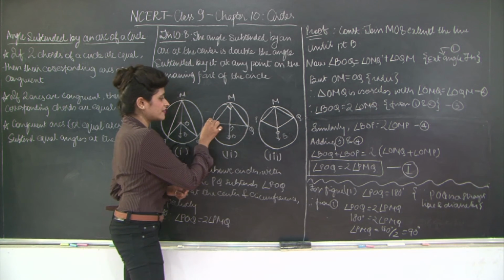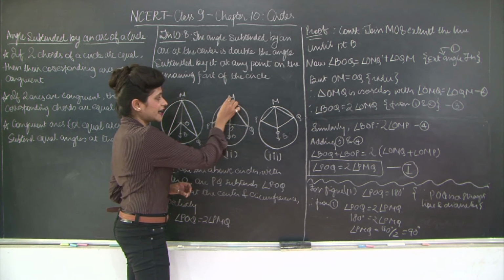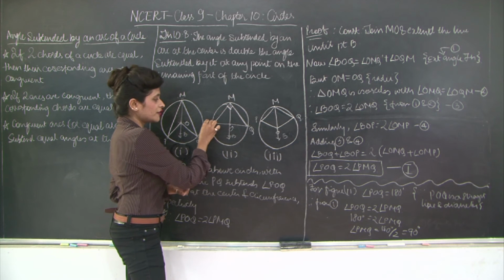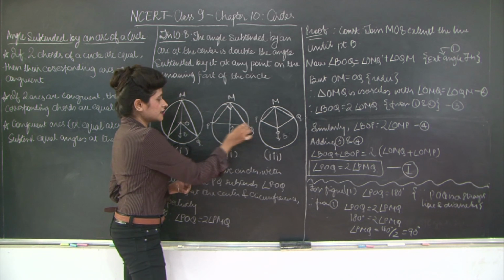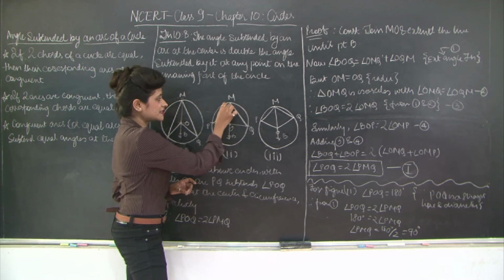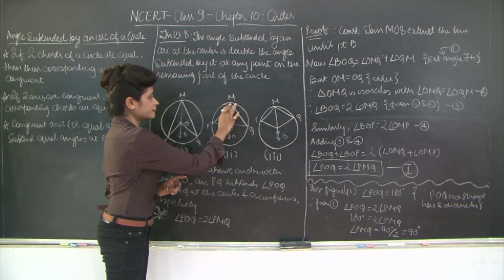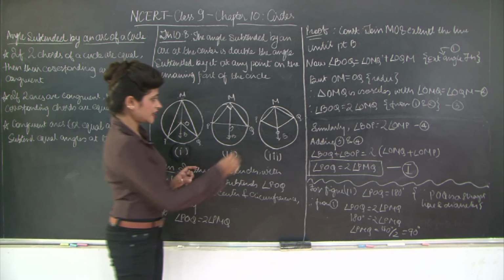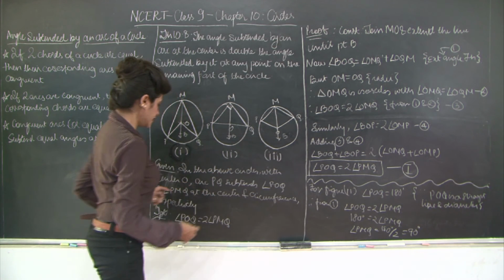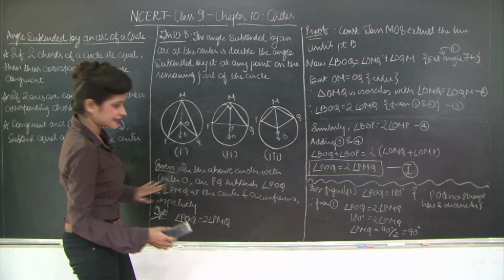So whenever you have a diameter that is subtending an angle at the circumference, or if you have a semicircle subtending an angle at the circumference, then this angle subtended at the point on the circle is a right angle. Okay? And the special case for this one is, so I'm erasing this section for now.